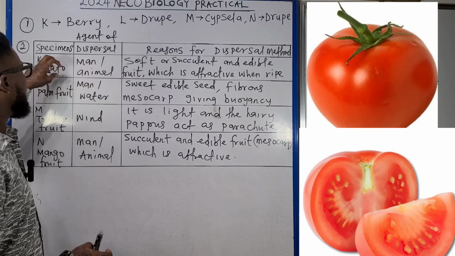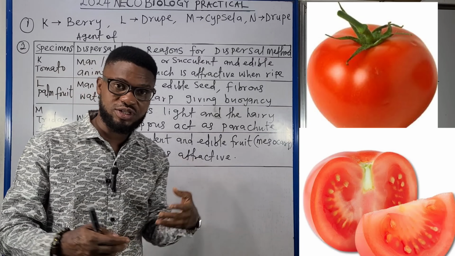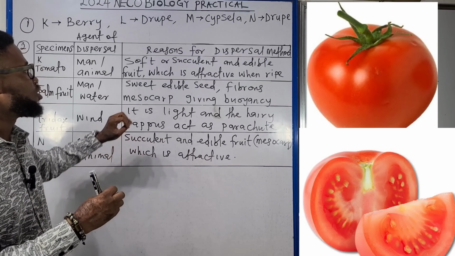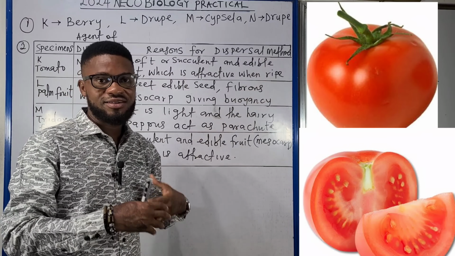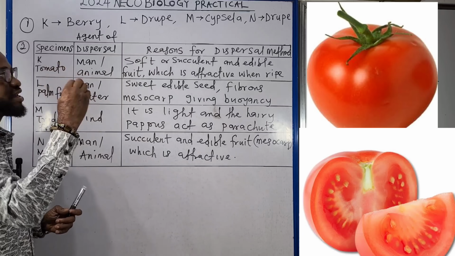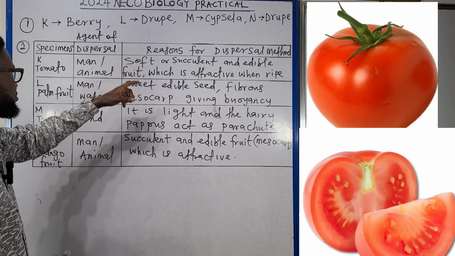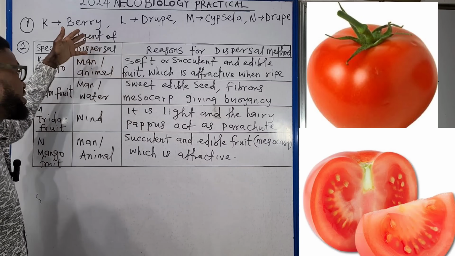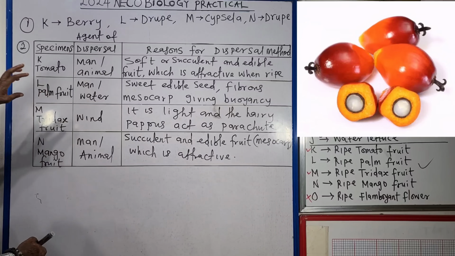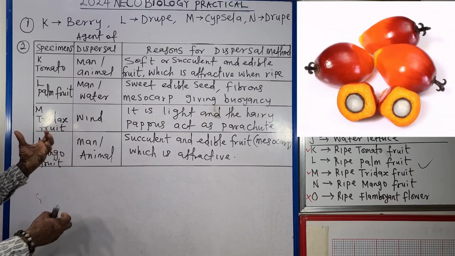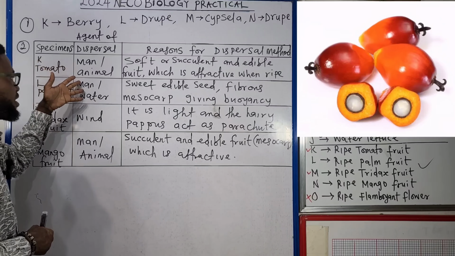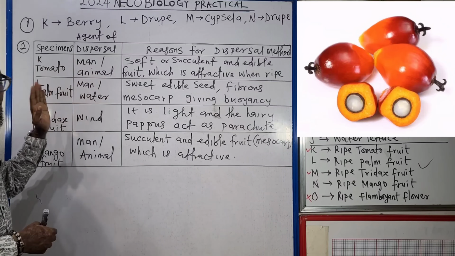Also, the fact that most times tomatoes are usually a red, brighter color, so it is attractive when ripe. The fact that it is attractive, it is juicy or succulent on the inside, and it is edible is the reason why man or animal is the agent of dispersal. When you talk about your palm fruit, what helps to disperse here? The agent of dispersal here can be a man, and it can be water.